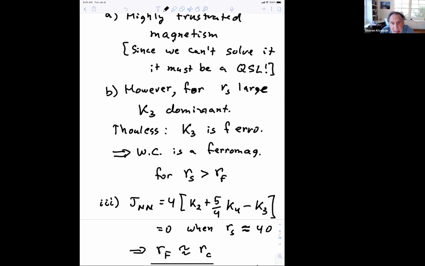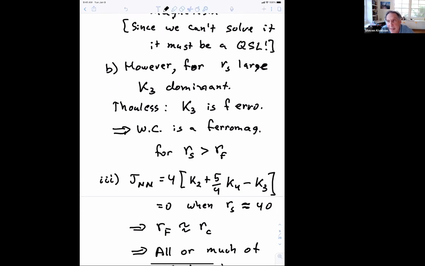But whether or not that's true, what's certainly true is that for large RS, K3 dominates. And the interesting thing about K3 is that there is an old theorem by Thouless that if you have odd particle exchanges, that mediates ferromagnetic interactions. So what this means is that at large enough RS, where the 3-particle exchange dominates, which occurs presumably for RS bigger than some critical value RF, the Wigner crystal should have a ferromagnetic ground state.